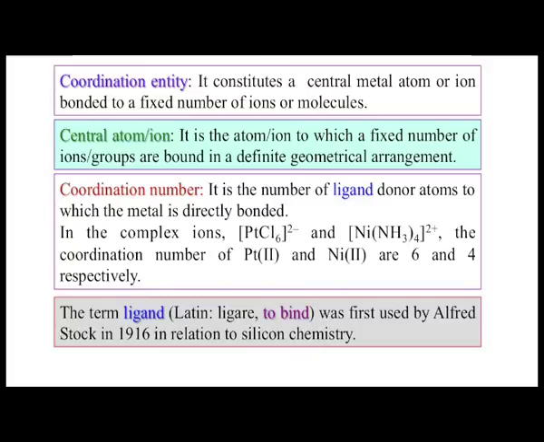The entity which is forming within the square bracket is your coordination entity, and it has the central metal atom or ion bonded to a fixed number of ions and molecules, because ligands can be ions and ligands can be neutral molecules. So, what are those central atoms and ions? It is the atom or ion which has a fixed number of ions and groups bound in a definite geometrical arrangement. We will see that the geometry is also related to the CN values, that means the coordination number values.